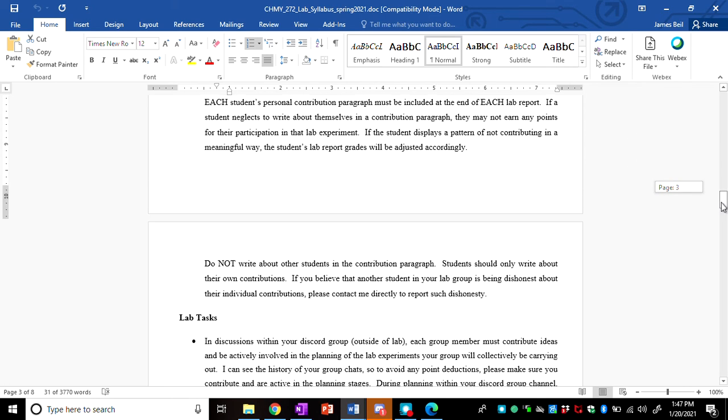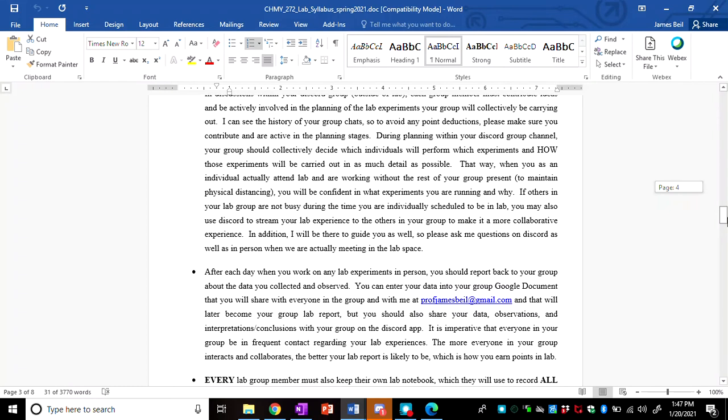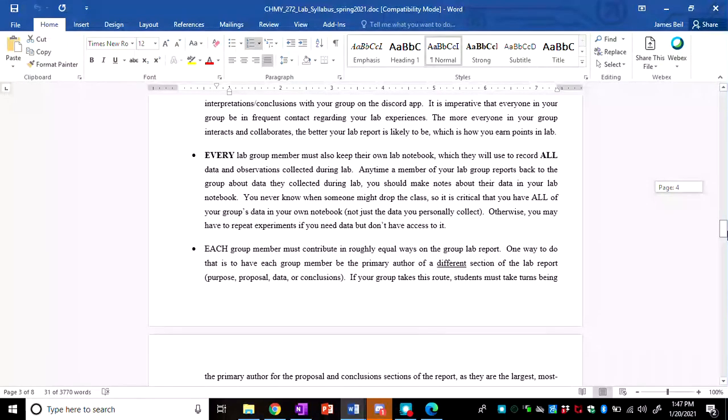So when you're writing the lab reports, I also wanted to mention, every lab group should keep their own lab notebook. That could be a digital notebook, it could be a Google document, or it could be an actual notebook with paper, whatever, it doesn't matter.